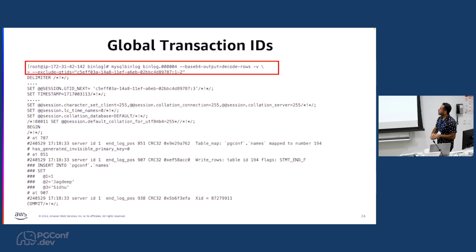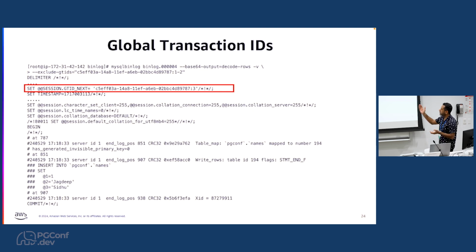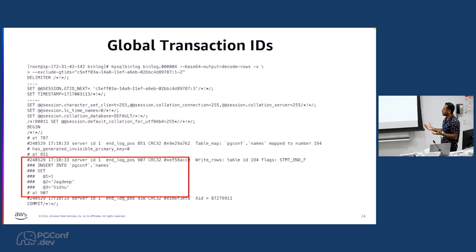Similar example, now I'm excluding transactions 1 and 2. So I'm looking at transaction number 3 in the same binary log, and the output shows a GTID with transaction ID 3 from the server, which is actually an insert. And that was the last insert I ran in the previous slide, with my name, last name, and a primary key ID of 1.